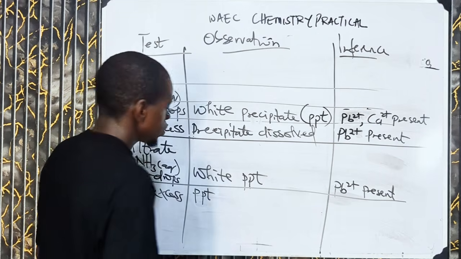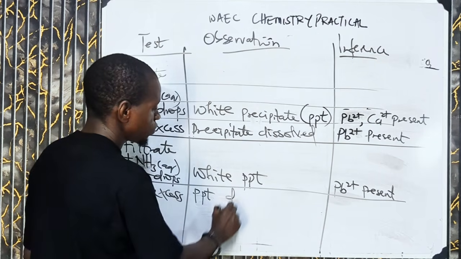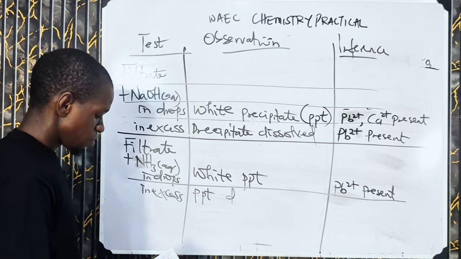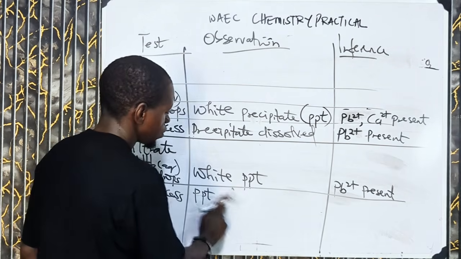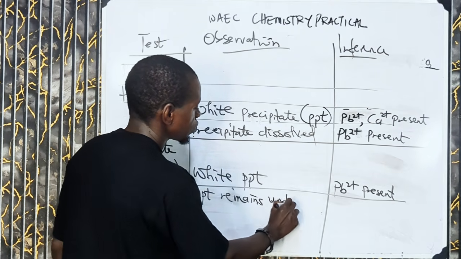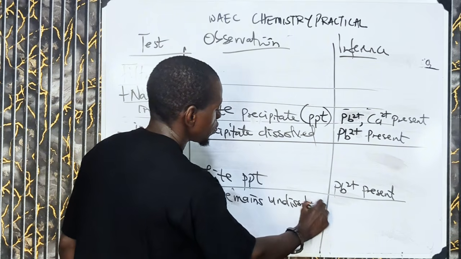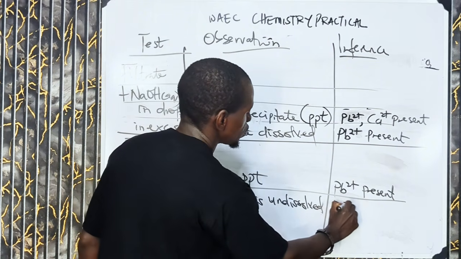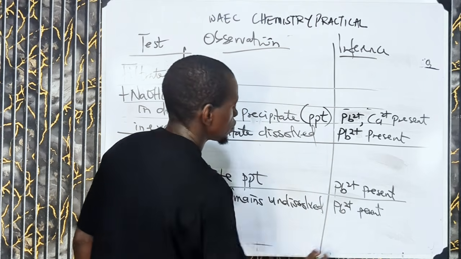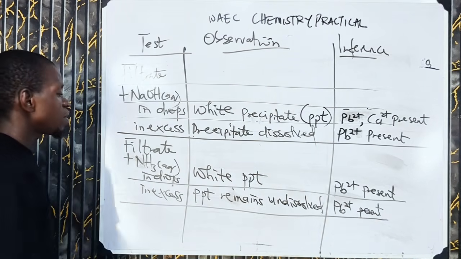PPT dissolved. Sorry. What is it going to be in excess now? Okay, PPT remains undissolved. So the PPT remains undissolved, and the ion is still the same: lead ion present. So that is it. So this is exactly what we have here now.